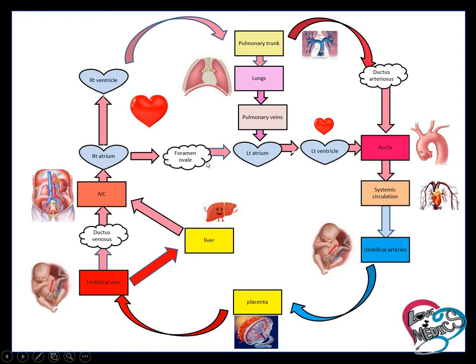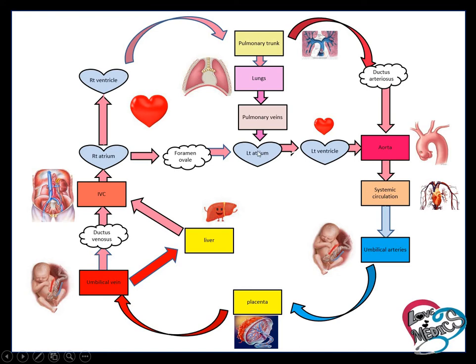From the right atrium, the blood passes through the foramen ovale, the opening between the right and left atrium, into the left atrium. From the right ventricle, the blood is passed into the pulmonary trunk, and then into the lung. From the lung, the blood is carried by the pulmonary vein and passes into the left atrium.